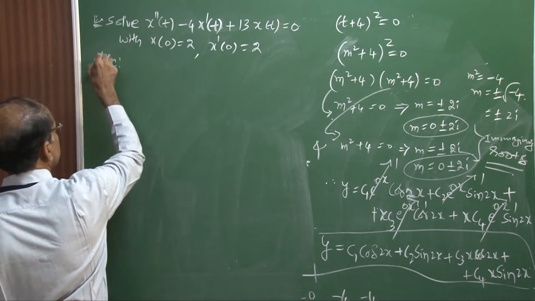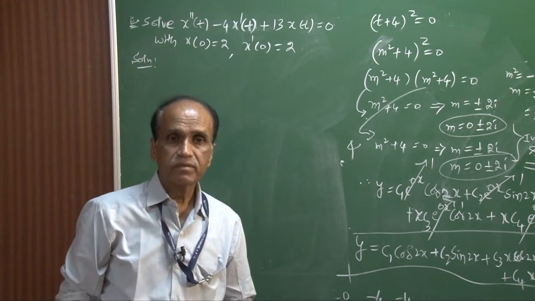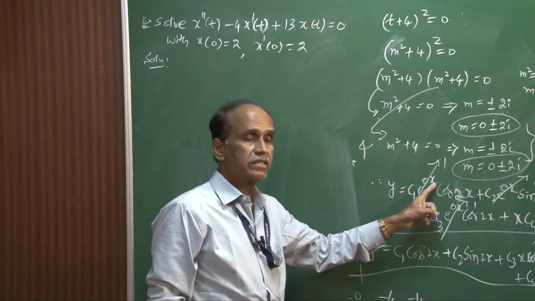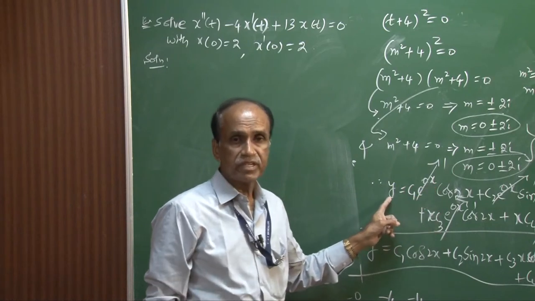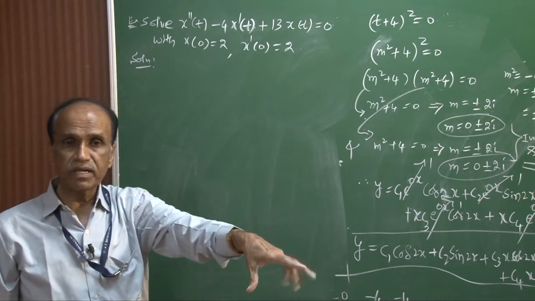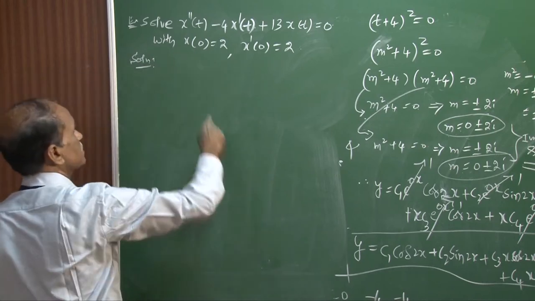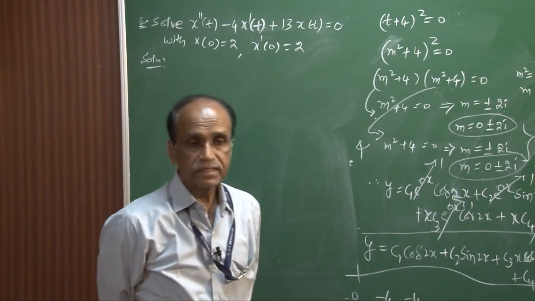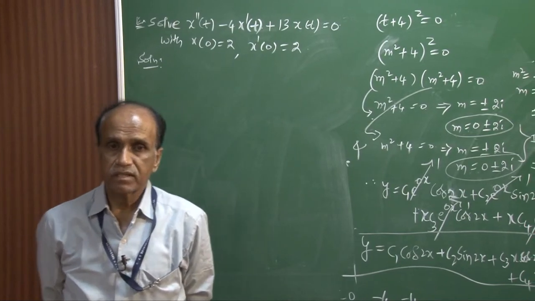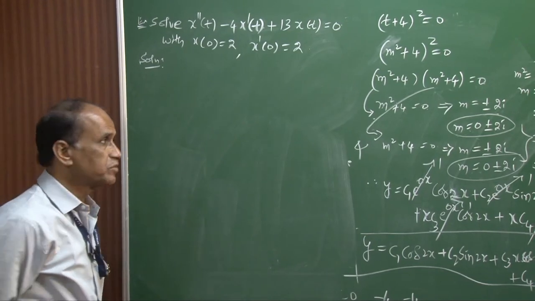This is another interesting situation where the familiar symbols x and y are not there. Maybe x is there, but in the previous problem x was acting like the independent variable and y was the dependent variable. But in this example, x is to be taken as the dependent variable and t is to be taken as the independent variable. Therefore, we try for the solution x in terms of t instead of y in terms of x.